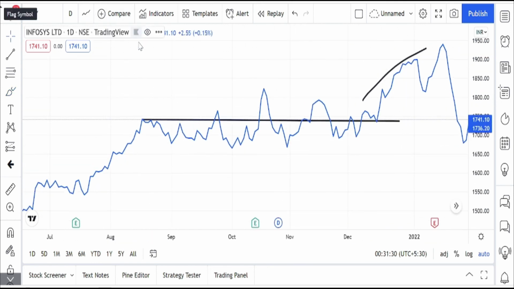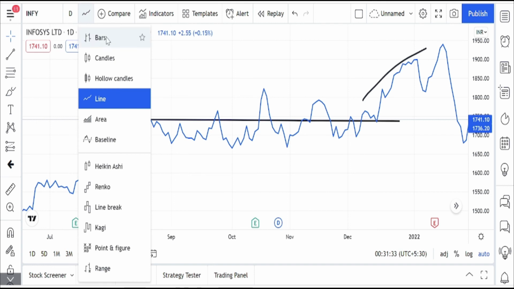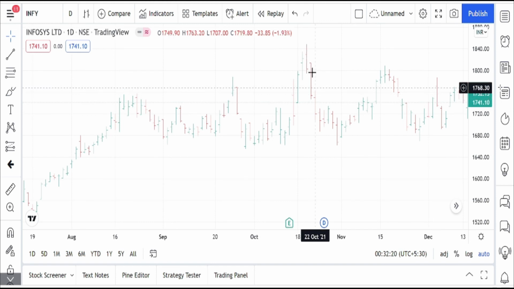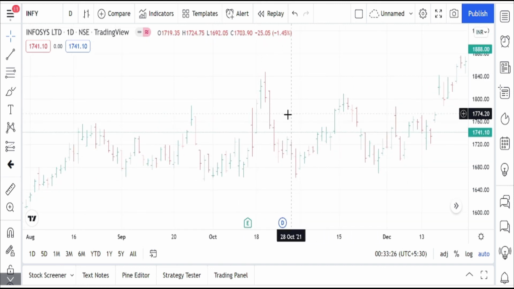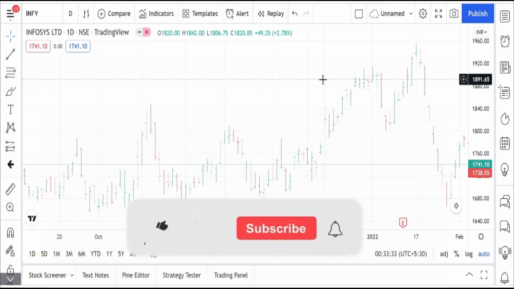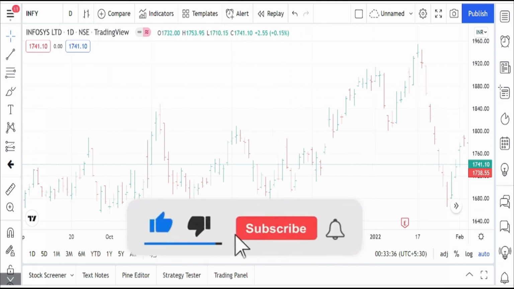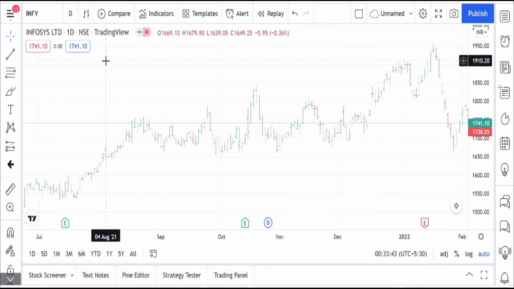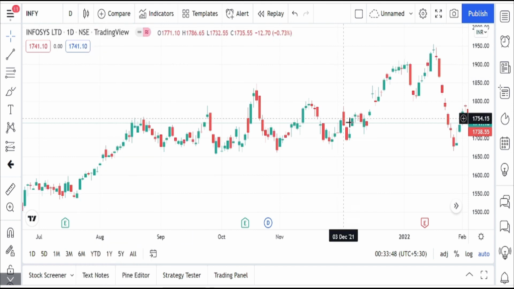Now let us see how a bar chart looks on a chart. So I'm selecting the bar chart here. The length of the bar indicates the price range where the security has traded. Visually it is a bit difficult to interpret and analyze the price action using a bar chart, friends. But yes, before the introduction of candlesticks, the bar chart was highly preferred by traders to analyze the charts of any securities. Now let me apply candlesticks on the chart.